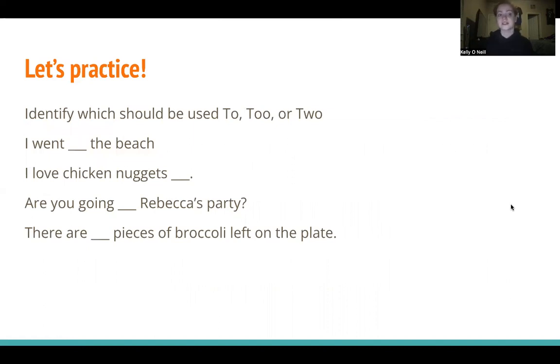So let's practice. See if you can identify which two should be used. I went blank the beach. I love chicken nuggets blank. Are you going blank Rebecca's party? There are blank pieces of broccoli left on the plate.